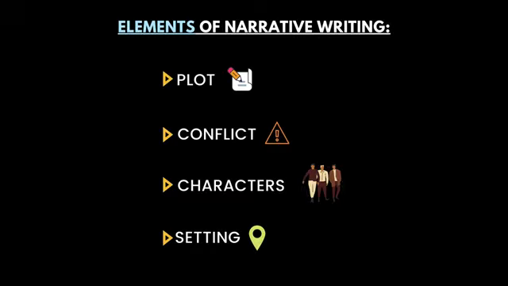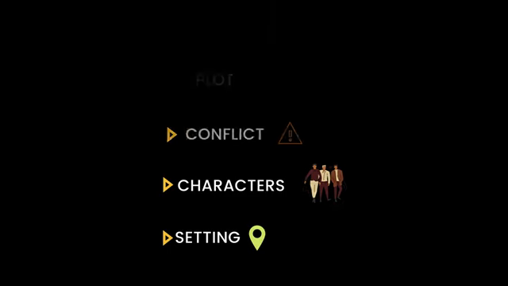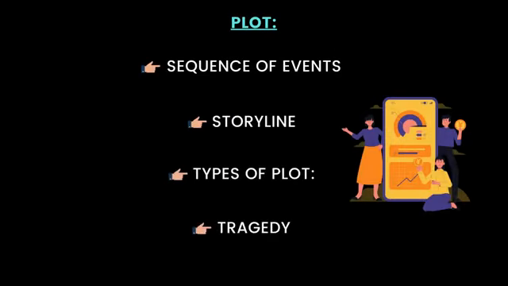Now, let's talk about the elements of narrative writing. These are the things you focus on while writing a story, such as a plot, a conflict, the characters and the setting. Let me explain all these to you in detail. In simple words, the plot is the sequence of events. Or you can say that it is the storyline. There can be different types of plots, such as tragedy and comedy.